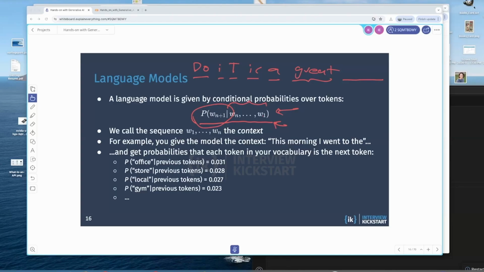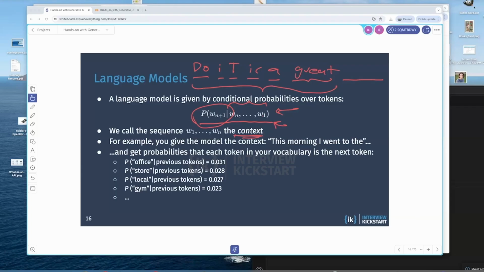The given sequence that we're conditioning on is what's generally called the context that's provided to the model. So I provide a model with some context, which is maybe a partial sequence of tokens, and then it produces probabilities over what single next token it thinks comes next. So I'll give you another example.